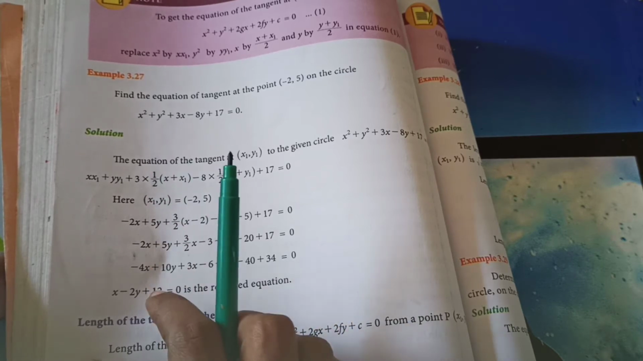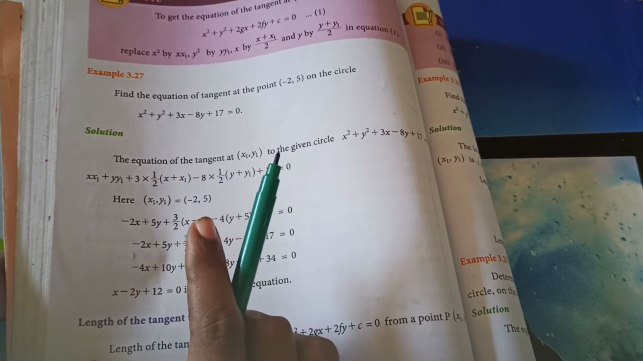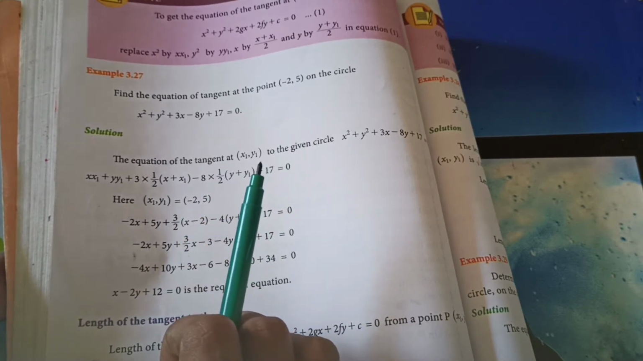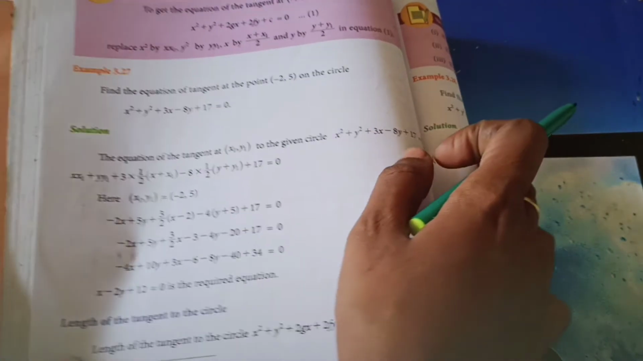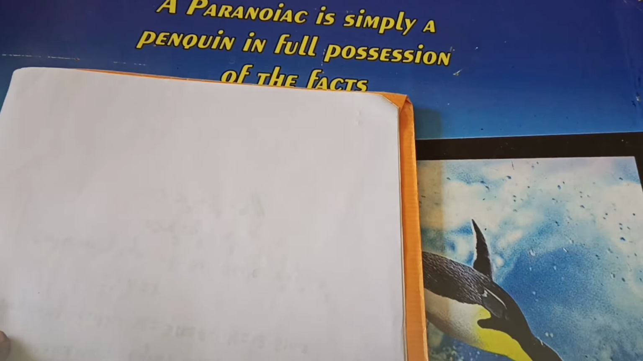Then in the place of x you need to put (x plus x1) by 2. Then in the place of y, how do you need to replace? (y plus y1) by 2. So you need to replace. That's the only difference. Understand, students? Okay, let's move to the problem. Example 3.27.